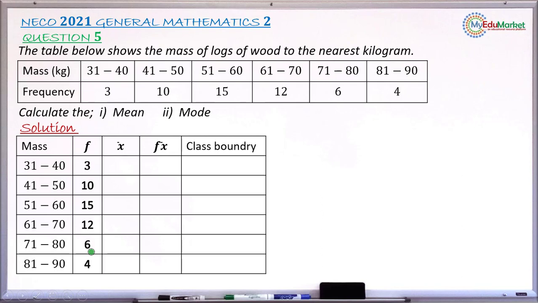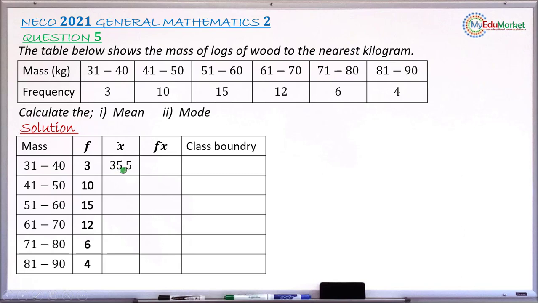So to answer the first question, that is the mean. Mean, remember, means the summation of all the fx bar divided by summation f. So the x bar is what I'm going to get first. That x bar means class mid value. How I obtain the class mid value is by adding 31 and 40, that is for the very first class interval, and dividing the result by 2. So 31 plus 40 gives 71. 71 divided by 2 will be 35.5. So the class mid value for the first class interval is 35.5.